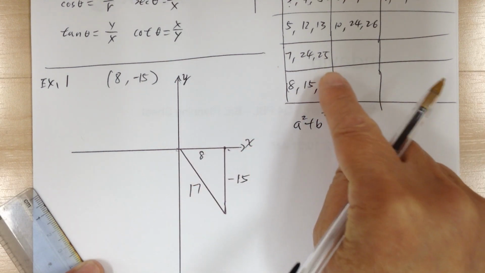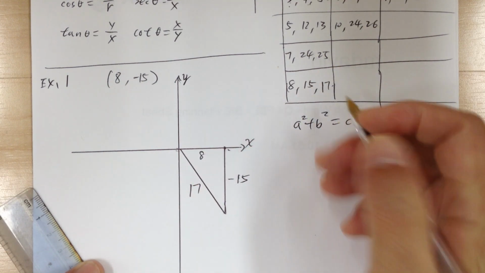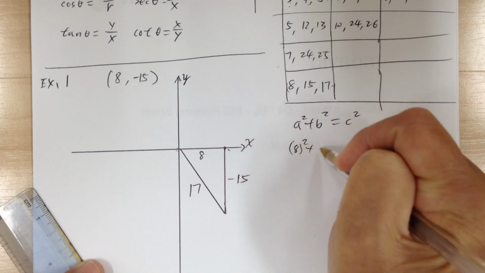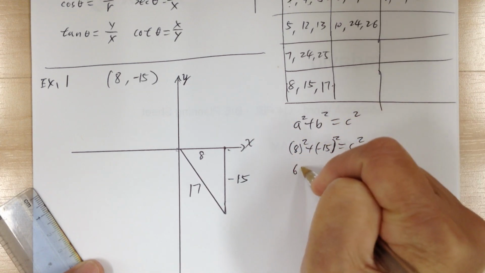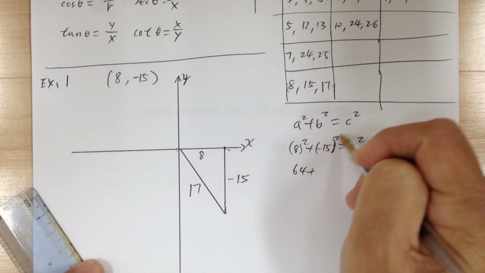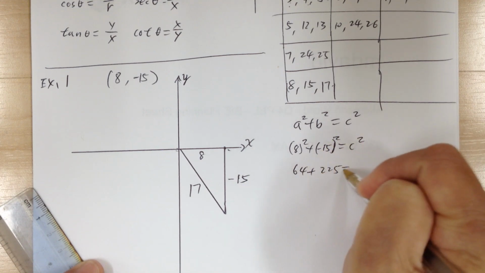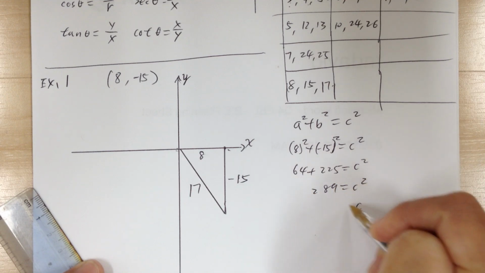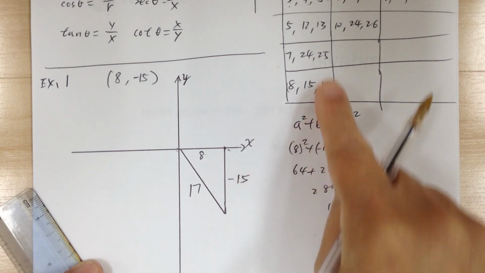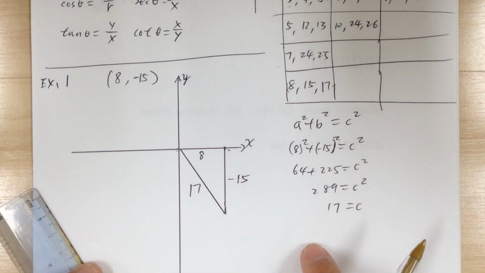Okay, so if you don't know your triple, you have to use the Pythagorean Theorem. You have to do 8 squared plus negative 15 squared equal to c squared, so you got 64. Now negative squared is positive, right? So it'd be 225. Okay, and that gives you 289 equal to c squared, and c equal to 17. So if you don't know that, you have to do the long way.